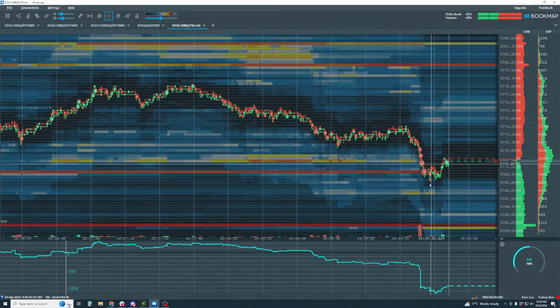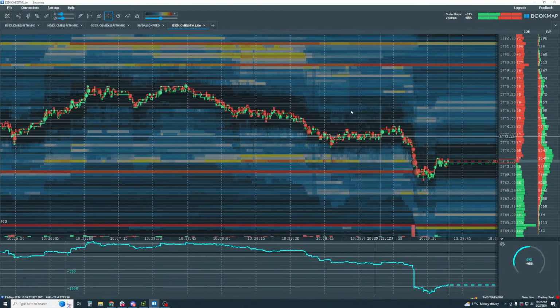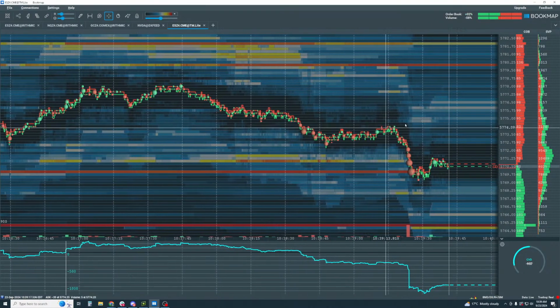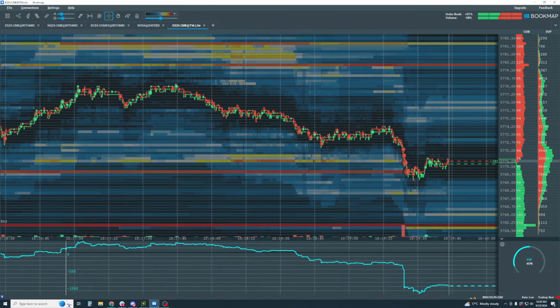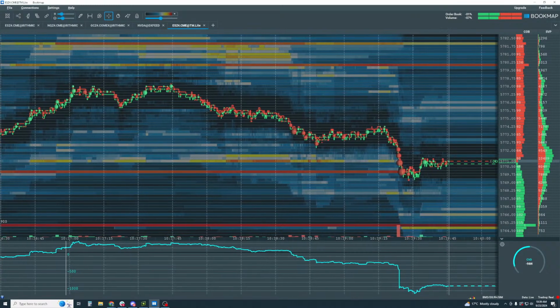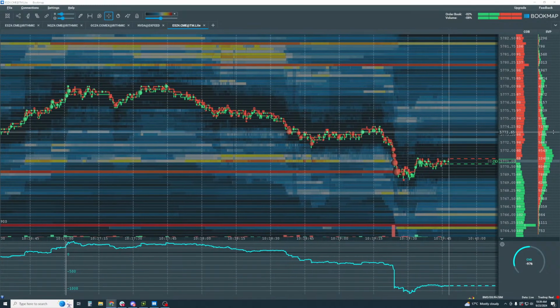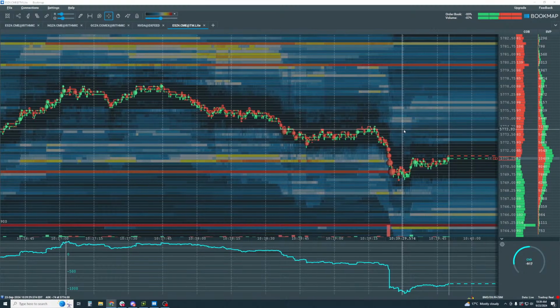So is this making sense to you guys? Any questions on this? It's a very simplistic way to look at it, but we're really understanding supply and demand.